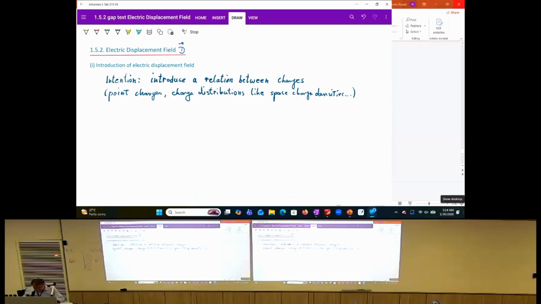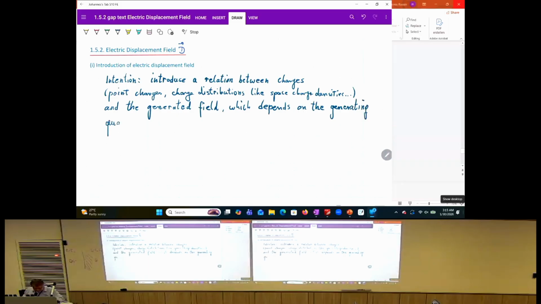So we want to introduce a relation between the charges and the generated field that also Coulomb did, but we don't want to have the material properties in there. We want to have only the generating quantities involved. Generating quantities, that means the charges themselves. And this is the electric displacement that does this for us.